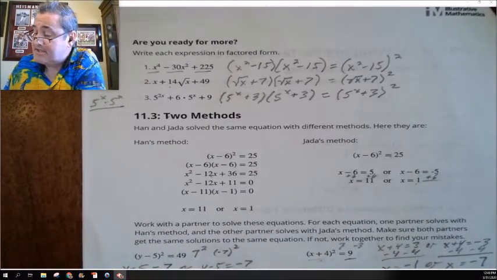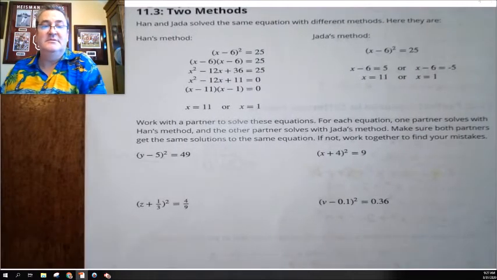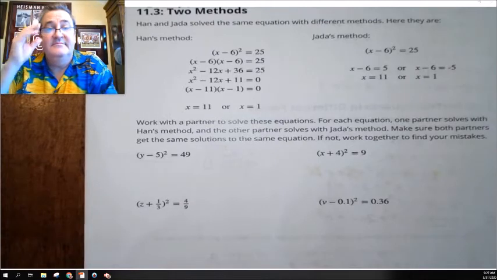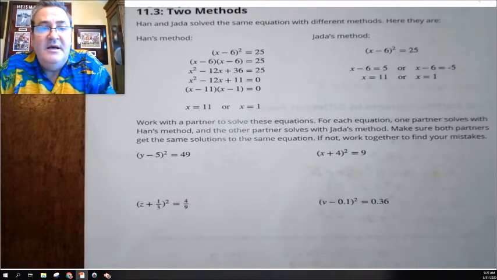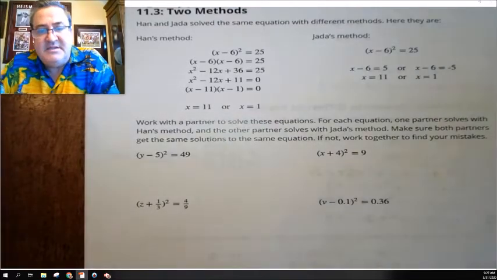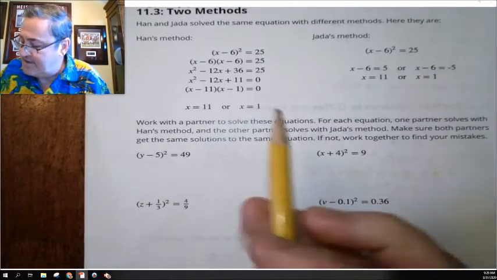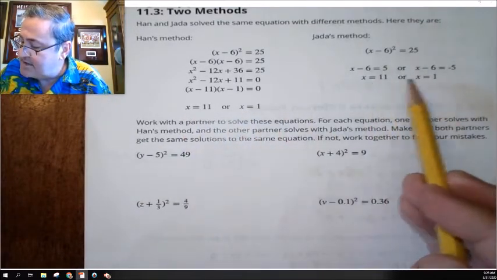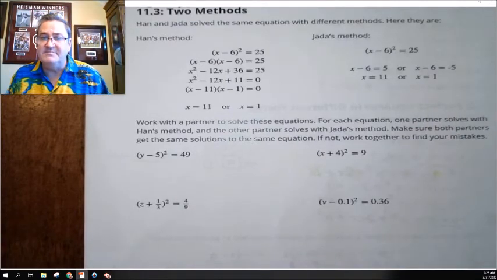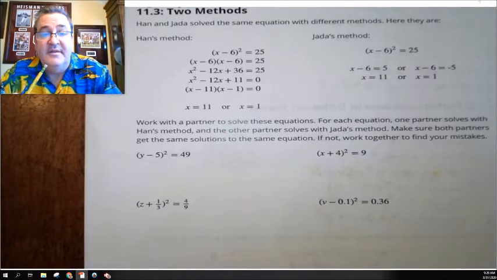All right, let's skip down and see what else we got to do here. Methods. Let's look at what Han and Jada did. Han and Jada solved the same equation with different methods. Now, this is an interesting way to do this, because this is another shortcut that we're going to see here, because both of these come up with the same answer. We see x is 11 or 1. So both of these methods come to the same answer. And this is something you might like better than the way we've been doing this.